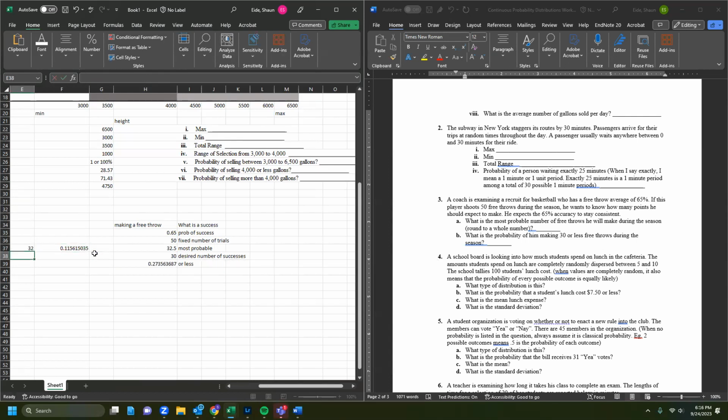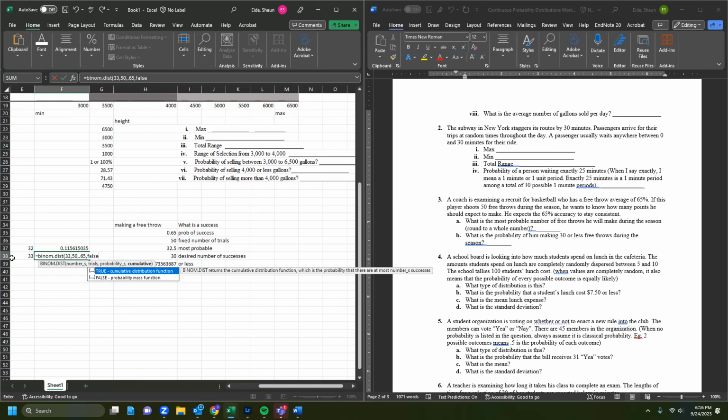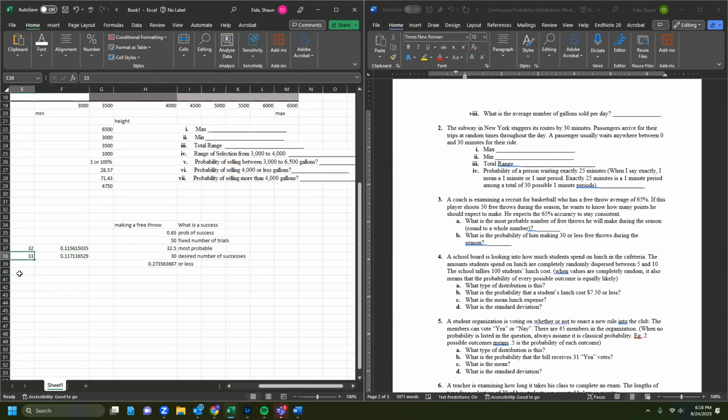So this is for 32, and let's do 33, equals BINOM.DIST. The number of successes is 33, number of trials is 50, probability of success is 0.65, and cumulative is false, because we want exactly 33. You'll notice that 33 is slightly above, and so the most probable outcome is going to be 33, with it being a whole number. And the probability of him making 30 or less is going to be 27.35%.